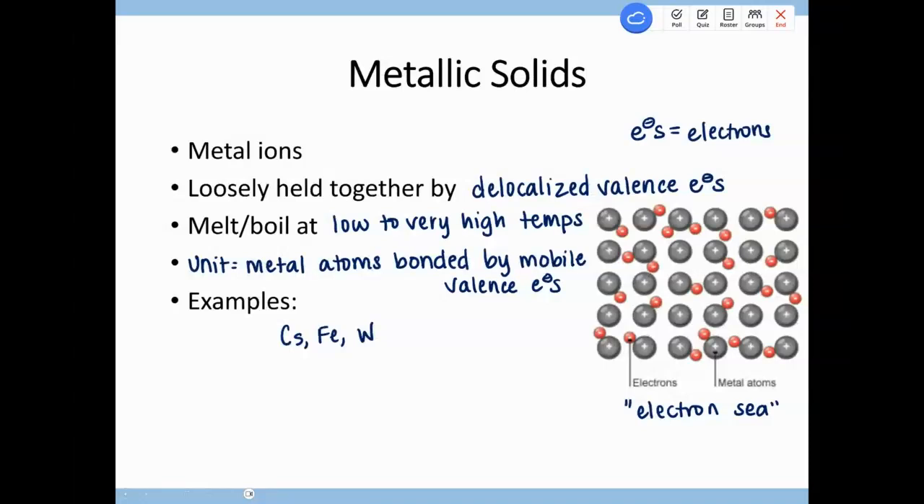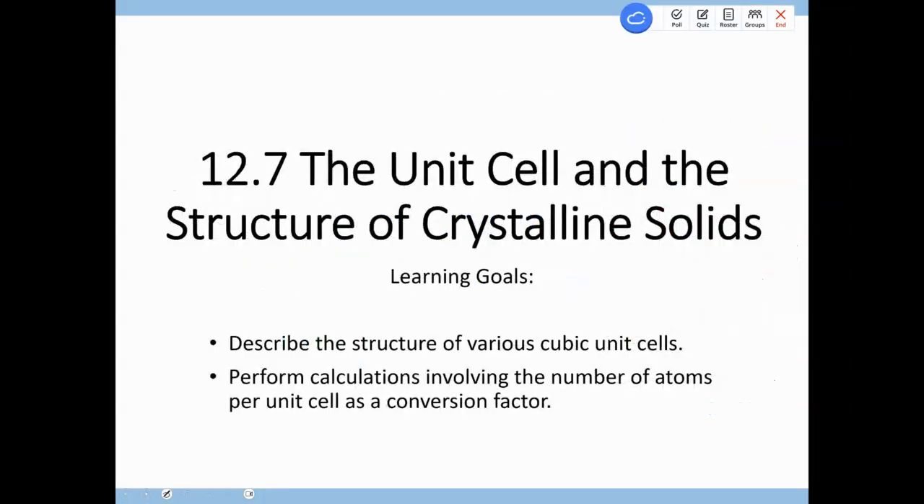Questions about these different types of solids? Okay. 4 different types. They're also summarized in a table in your book. So we're going to take different types of solids, or just solids in general, and describe them as a single unit, as a unit cell.